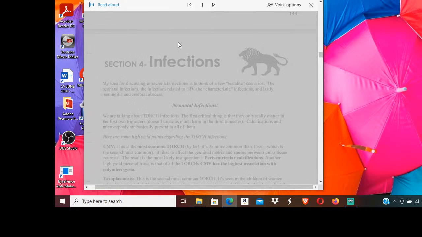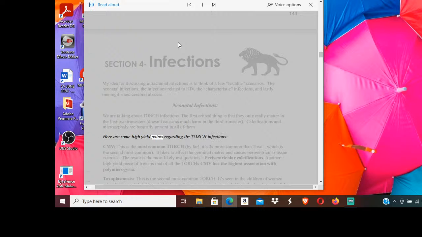144. Section 4, infections. My idea for discussing intracranial infections is to think of a few testable scenarios: the neonatal infections, the infections related to HIV, the characteristic infections, and lastly meningitis and cerebral abscess. Neonatal infections. We are talking about TORCH infections. The first critical thing is that they only really matter in the first 2 trimesters, doesn't cause as much harm in the 3rd trimester. Calcifications and microcephaly are basically present in all of them.